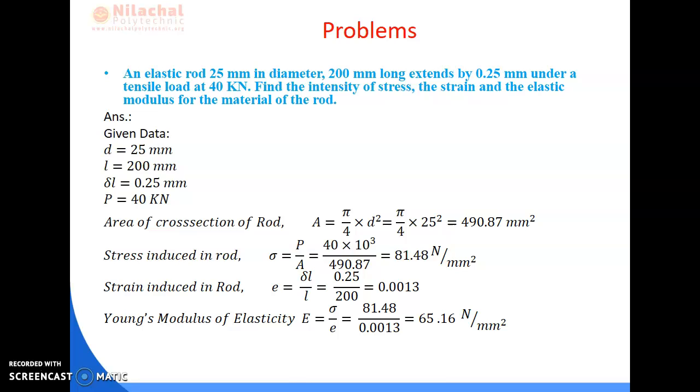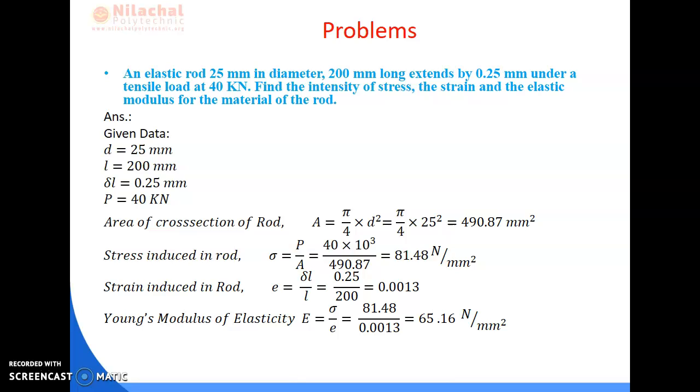Now, the strain induced in the rod. We have e is equal to change in length by original length, that is 0.25 divided by 200, so that is equal to 0.0013. Strain induced e is equal to 0.0013.